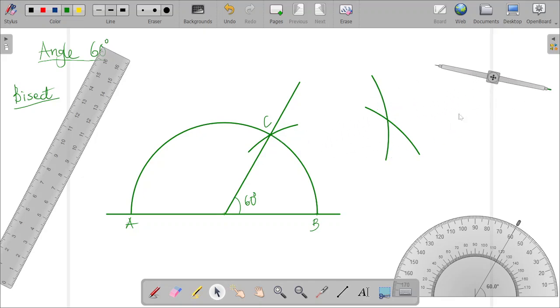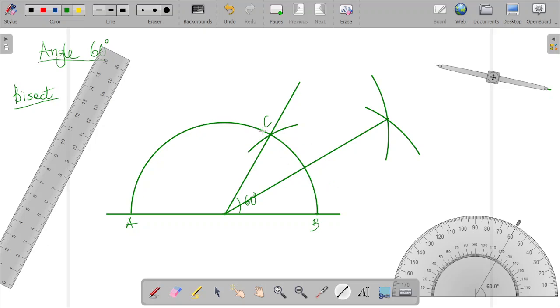So now we have to connect. You join the point of intersection of these arcs. Okay, join the point to the center, just like so. Now this is how to bisect an angle.